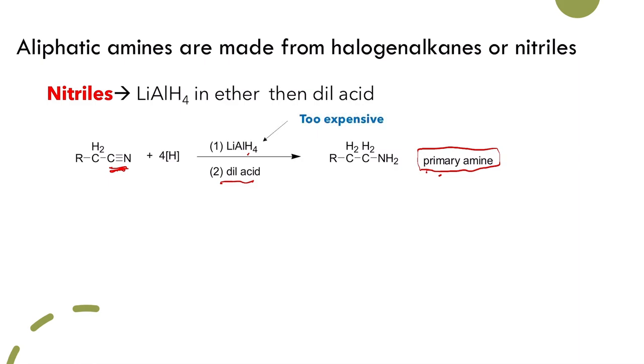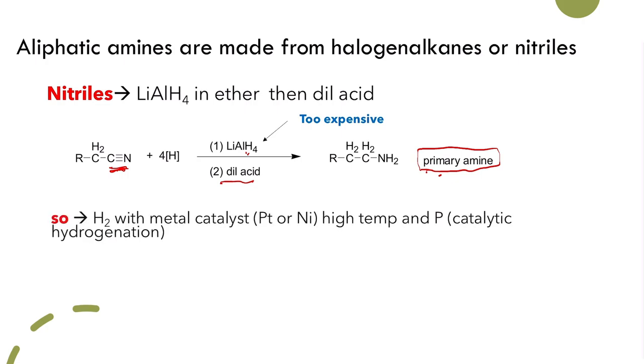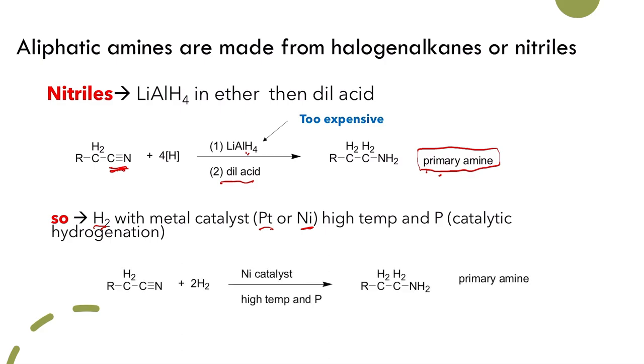However, lithium aluminum hydride is too expensive to be used on a wide scale in industry. So in industry, instead, they use hydrogen gas with a metal catalyst, either platinum or nickel, at high pressure and high temperature. This is called catalytic hydrogenation. So in catalytic hydrogenation, we have the nitrile, we use hydrogen gas and a nickel or platinum catalyst at high temperature and pressure. That will also give you only the primary amine.